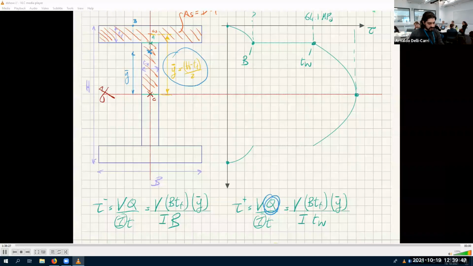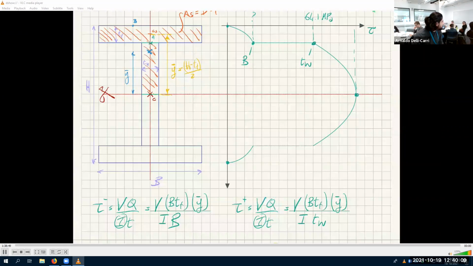If you do this on a rectangular section and you leave all labels, no numbers, you find out that you get y squared. That is exactly the parabola. So tau depends on y squared. Any questions on this? No? Yes.